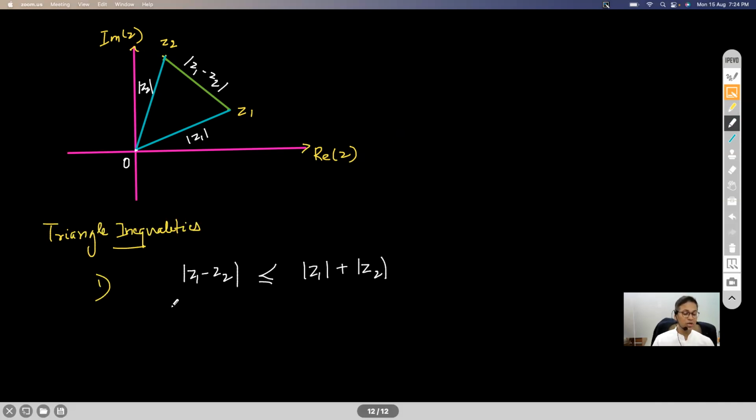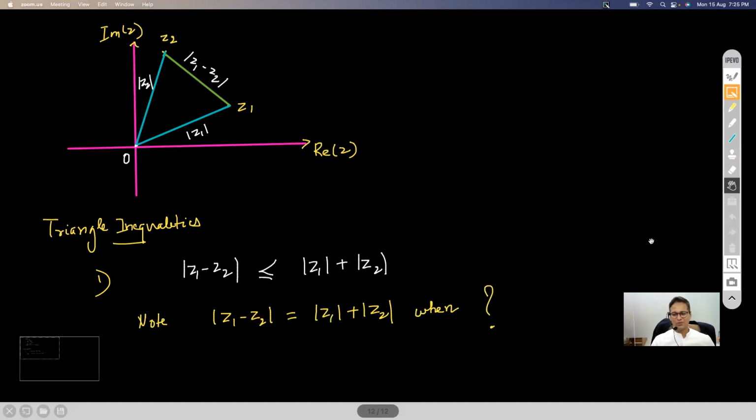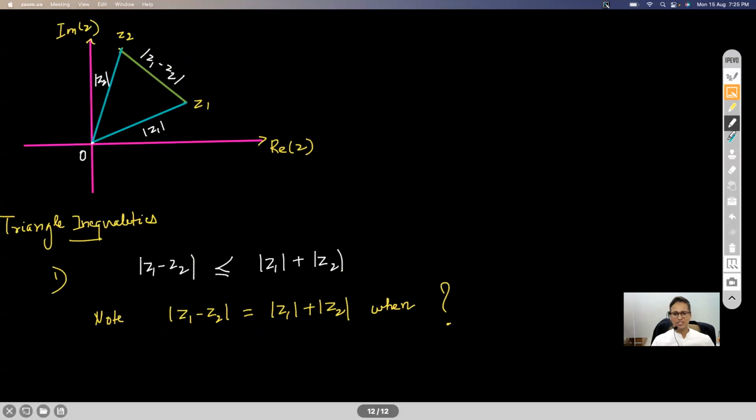Okay. And here also I would like you to tell me, when do you think the equality will hold? When do you think this will be equal to mod Z1 plus mod Z2? Think and answer. When is the distance between Z1 and Z2 equal to the sum of the distance of Z1 from O and distance of O from Z2? When will this happen? When will the equality hold true? Write it down on the chat box.